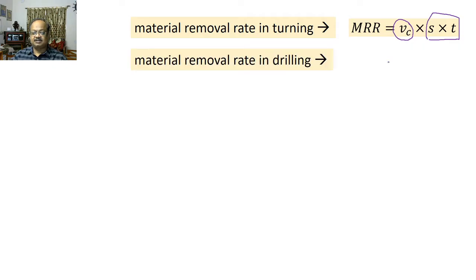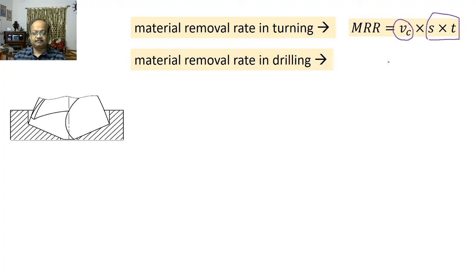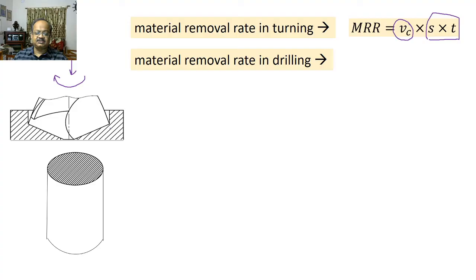Now, what is the material removal rate in drilling? This has also been done in the class. We will recapitulate this one. So this is the drill. This is the part of the twist drill which is rotating in this direction and it is being fed downward. This is the front section. This is the hole that the drill is making. What kind of internal feature is it generating? It is generating a cylindrical internal feature.